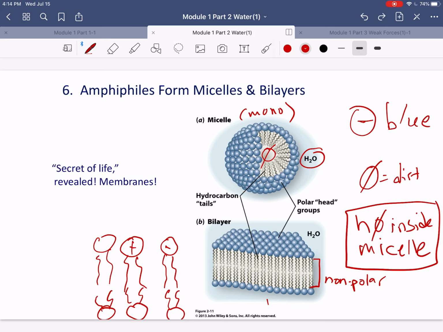So keep in mind these definitions of bilayer and micellar monolayer with no lumen, because this is going to come up again and again. And it really is the secret to life, because without membranes, we wouldn't be able to hold our DNA in to replicate our cells or ourselves. So membranes, and we'll talk a lot more about intracellular membranes that form organelles as well, but not now.